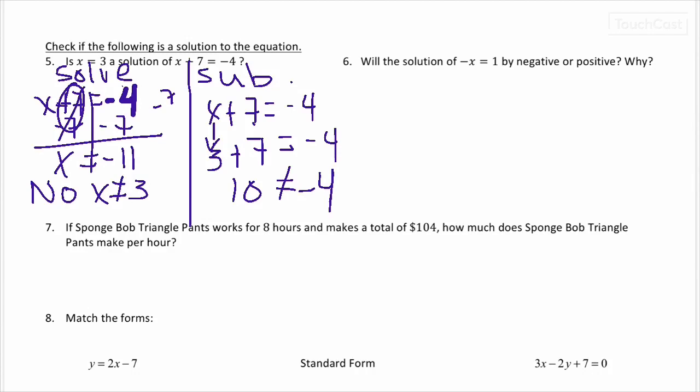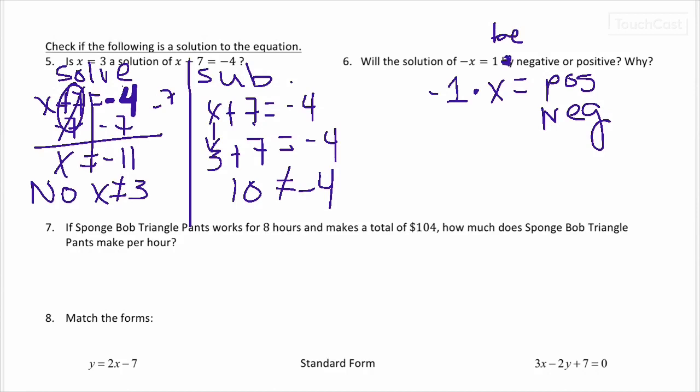Well, the solution of negative x equals 1 by negative. I think that was supposed to be b negative or positive. That's the only thing that makes sense. Will it be a negative or will it be a positive? Well, let's look at this. I have negative 1 times x, some number. Now, is this going to be positive or is it going to be negative?